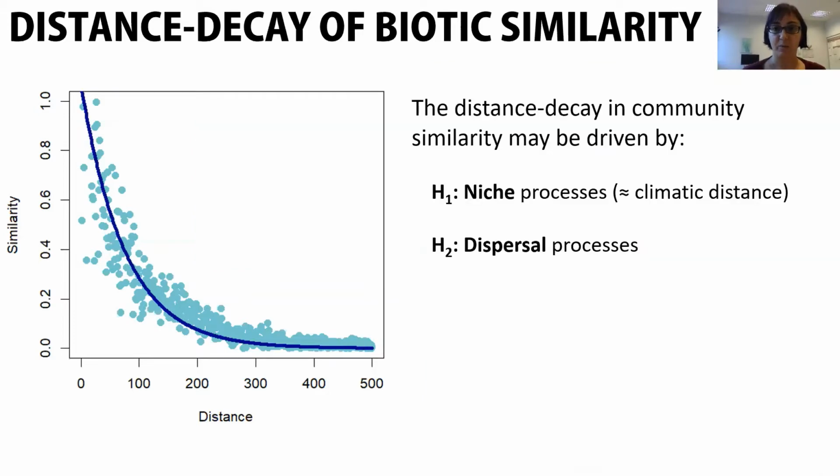And this is why when we are using distance decay models, we have to be fully aware that there are different processes that might be driving this pattern. Basically those related to niche processes, like climatic distance, and also the ones that are more like geographic structure, spatial structure driven by dispersal processes.